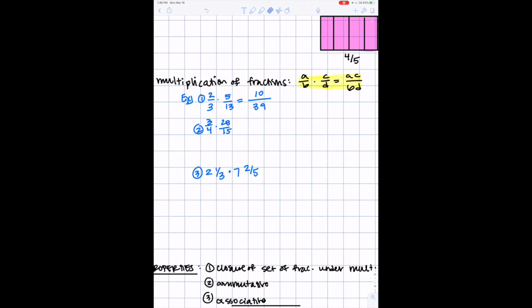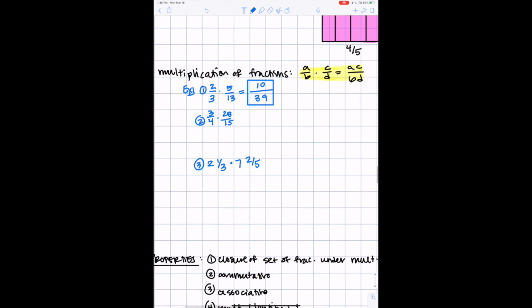And then, of course, I can ask myself if this fraction can be reduced, and it looks like the answer is no to me. Or simplified, I guess, is the word that your book prefers to use. I can see that because 10 is only divisible by 2 and 5, and 39 is not divisible by either 2 or 5. Okay, so a similar example with 3/4 times 28/15.